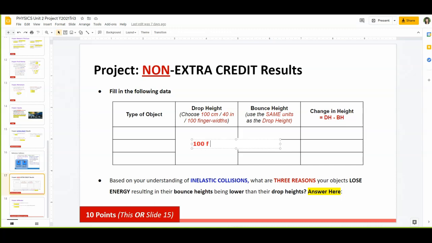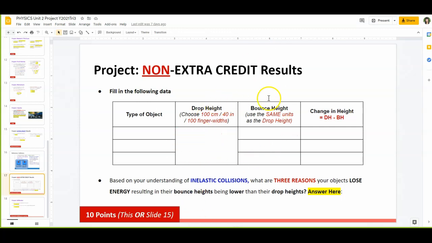Or if you chose 100 finger widths, you would write 100 finger widths. And again, here, every object should have had the same, right? So I'll write that in here. Every object should have the same drop height, which is why you only need to write it once. That's why I only have one box here for you.